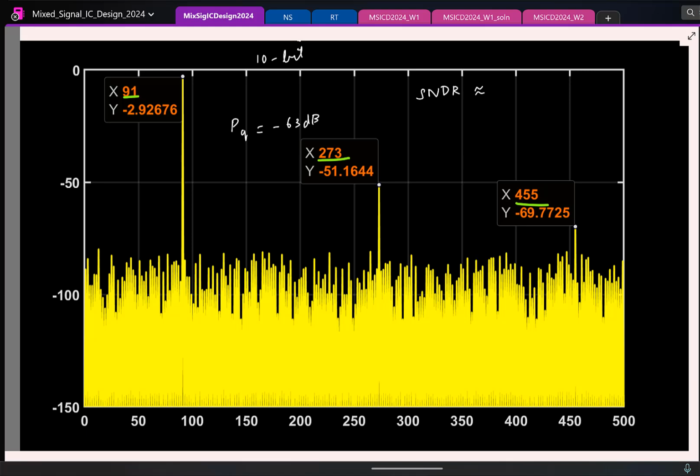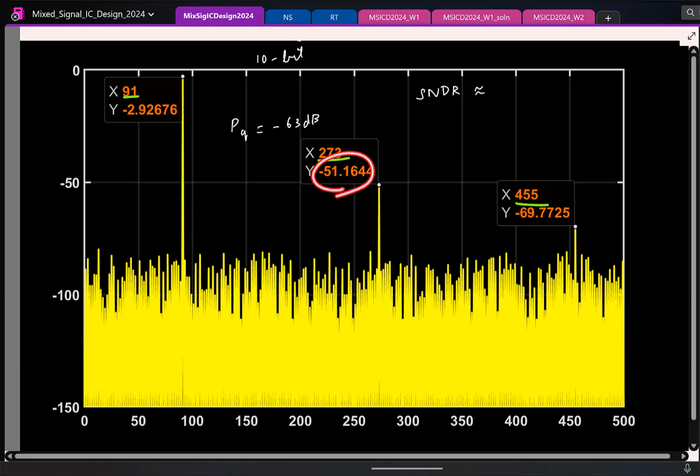10 times higher. 10 log is what we are plotting. So in absolute scale, this fellow is 10 times higher than everything. So the sum is dominated by this guy. Clear? So the SNDR is essentially now the difference between these two fellows. That's it.